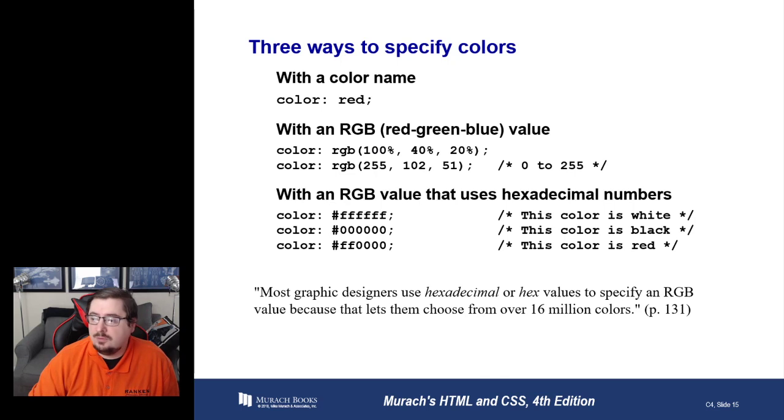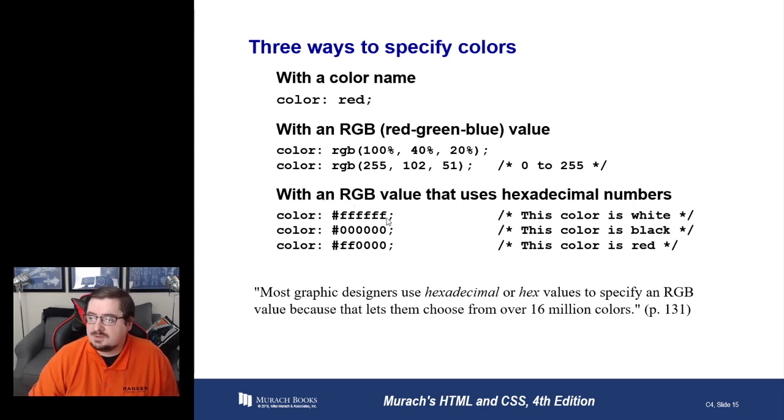I think if I pull up example 4 and run this in live server, we can see some examples here. Instead of 0 to 255, we're going to do that as percentages.